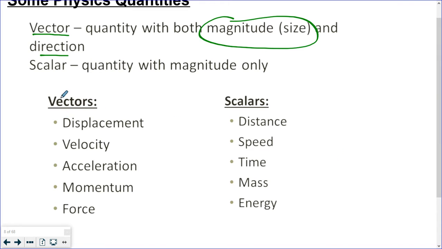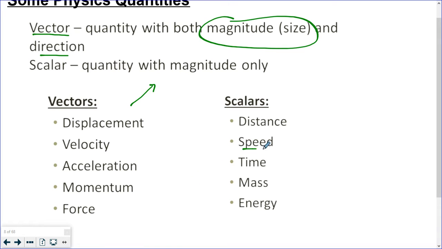In physics, a scalar would be something like distance. I traveled 59 miles today. A displacement would be a vector. That would be saying I traveled 59 miles northeast of Kalispell or something else like that. That would be a vector. It has a magnitude and a direction.